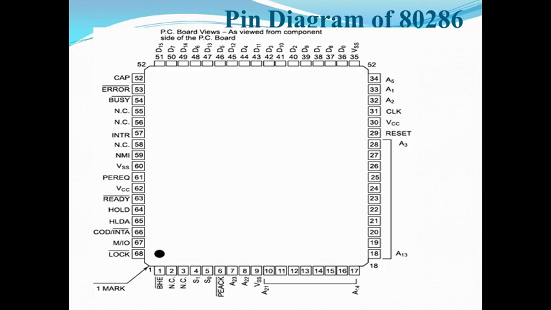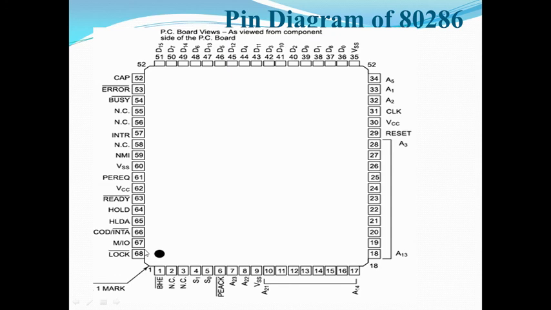And now we are moving towards the next part, that is the pin diagram of 80286. So here we can see that this figure contains a total of 68 pins in the 80286. So here we can see the major difference between 8086 and 80286 is that the data and address bus are not multiplexed. Data bus is separate and address bus is separate. So that is the main difference we can see here.